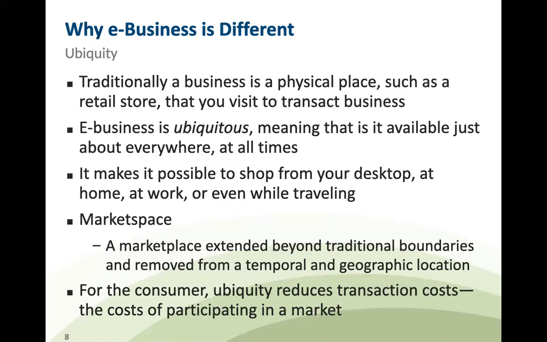So basically, we'll see why e-business is different when compared with traditional business, right? One fact is ubiquity. Traditionally, a business is a physical place, such as a retail store that you visit to transact business. So traditional businesses are where you physically go to the shop and perform some transaction there, right? E-business is ubiquitous, meaning that it is available just about everywhere at all times.